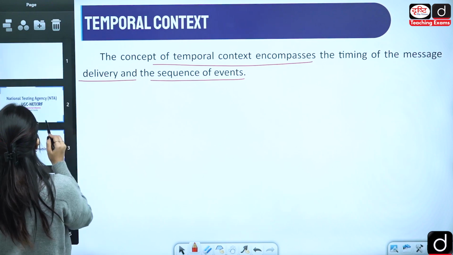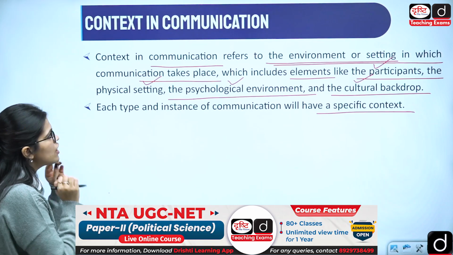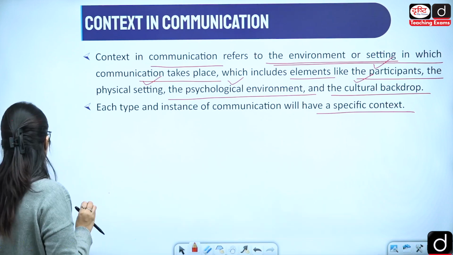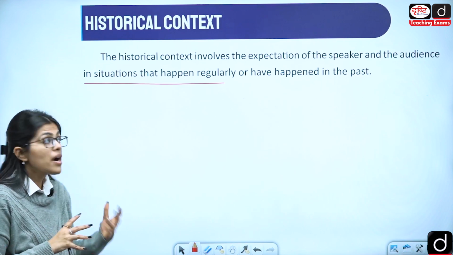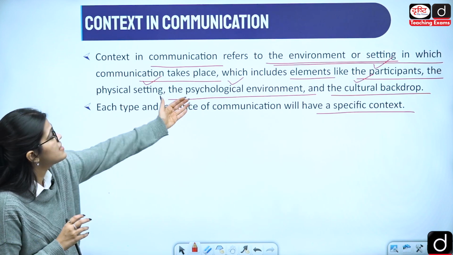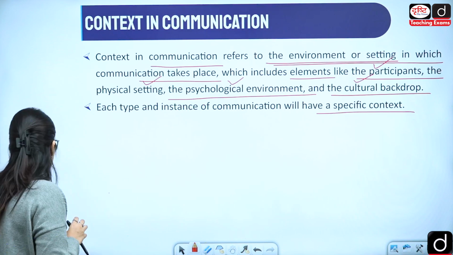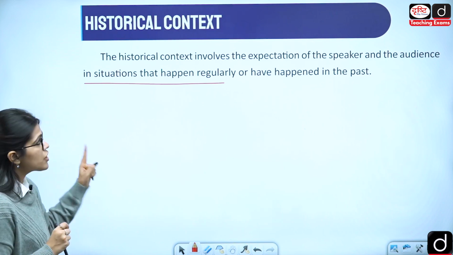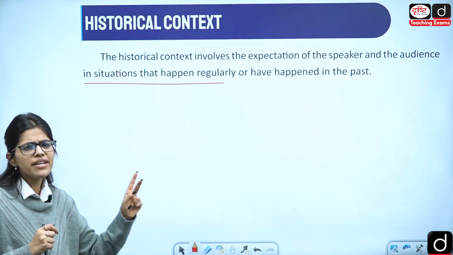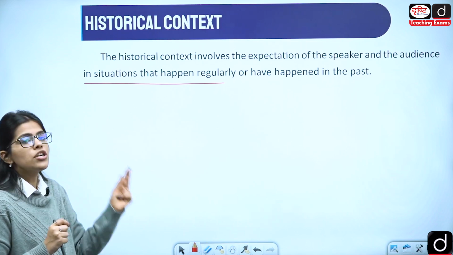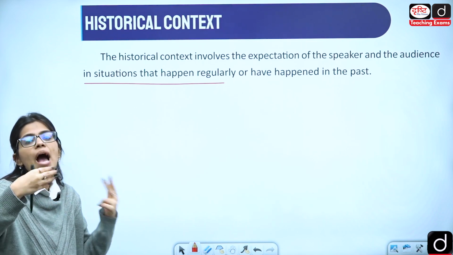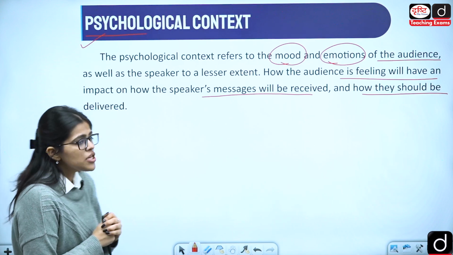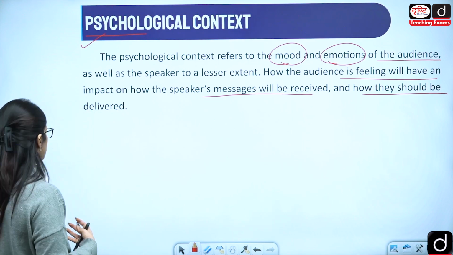Let us quickly revise all of these contexts. So what is basically a context? Context refers to the environment or the setting in which communication is taking place. We look at various elements like participants, the physical setting, the psychological environment, and the cultural background. It is different for different people in different contexts. Historical context is about the expectations of the speaker and the audience according to situations that regularly happen or happened in the past. Then comes the psychological context. It is related to the mood and the emotions of the audience.